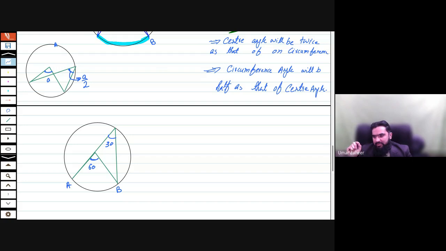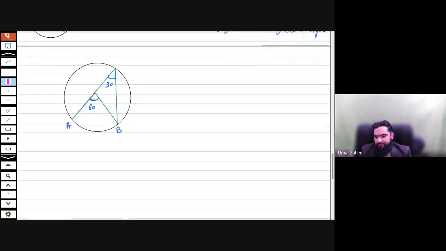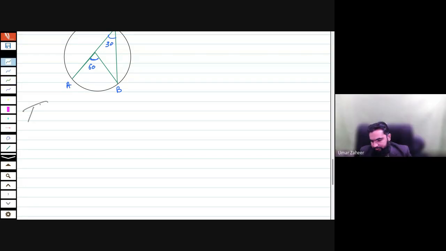So you have to look at whether both angles are subtended from the same arc or same segment or same chord. One is at the center, one is on the circumference. So the relation between these two angles is that the central angle is twice, or double, the circumference angle. Or in other words, the circumference angle is going to be half of the central angle. This is your first theorem. Yes, it is clear. Yes. Now we have theorem 2.